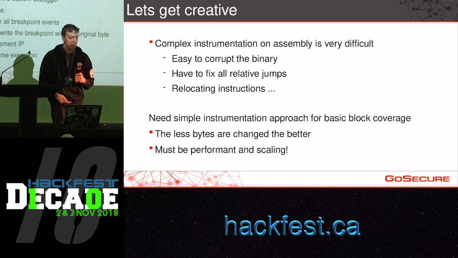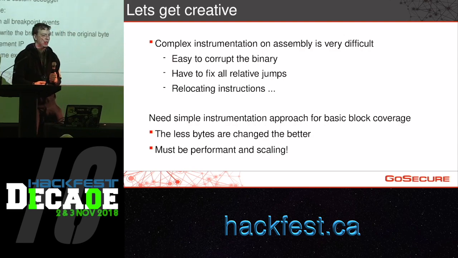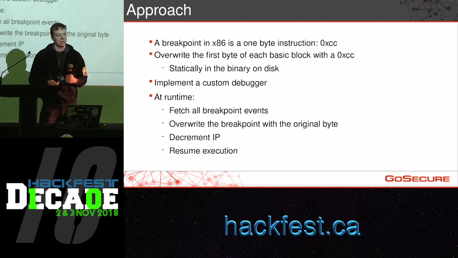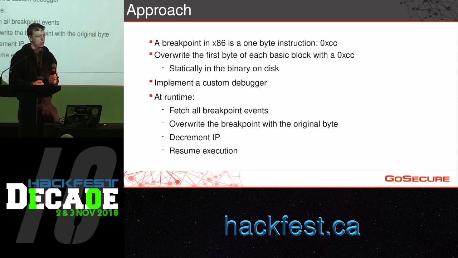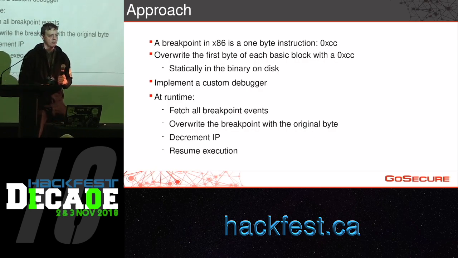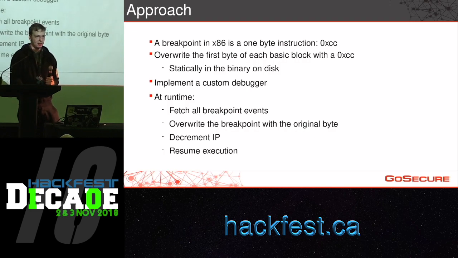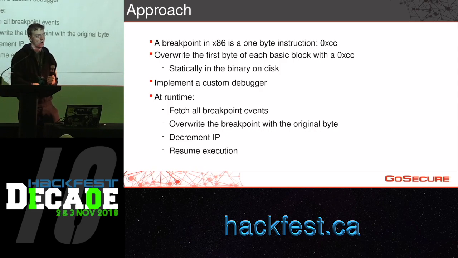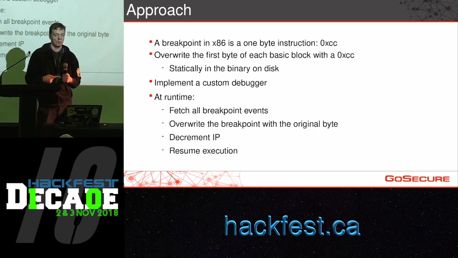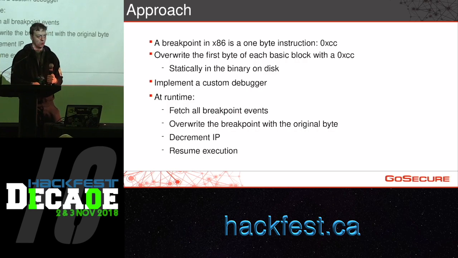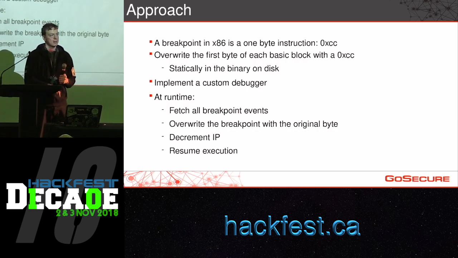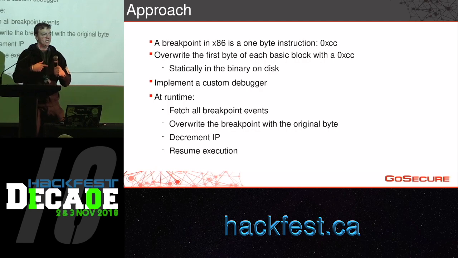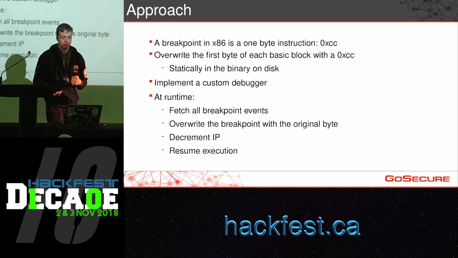A well-known approach that exists for this is that we make use of breakpoints again. As I said, a breakpoint is a 1-byte instruction, hex CC. What I do is overwrite the first byte of each basic block that exists in the binary with a breakpoint, statically on the binary on disk. Then all you have to do is implement a custom debugger, which at runtime starts the program and fetches all the breakpoint events, overwrites the breakpoint with the original byte, both in the address space and on disk. Then we decrement the instruction pointer and resume the execution.